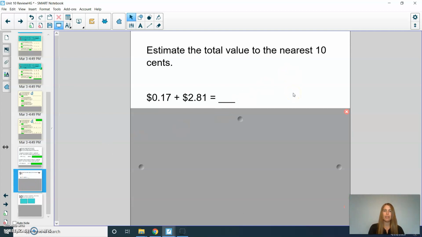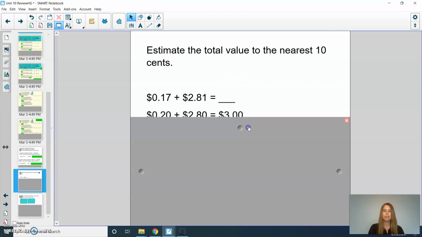Estimate the total value to the nearest 10 cents. So if we have 17 cents plus $2.81, I want you to, again, round these to the nearest 10 cents and then tell me what your total would be. Press pause and then play when you're ready to hear the answer. I would round 17 cents to 20 cents. I would round $2.81 to $2.80. $2.80 plus 20 more cents would give me a total of $3.